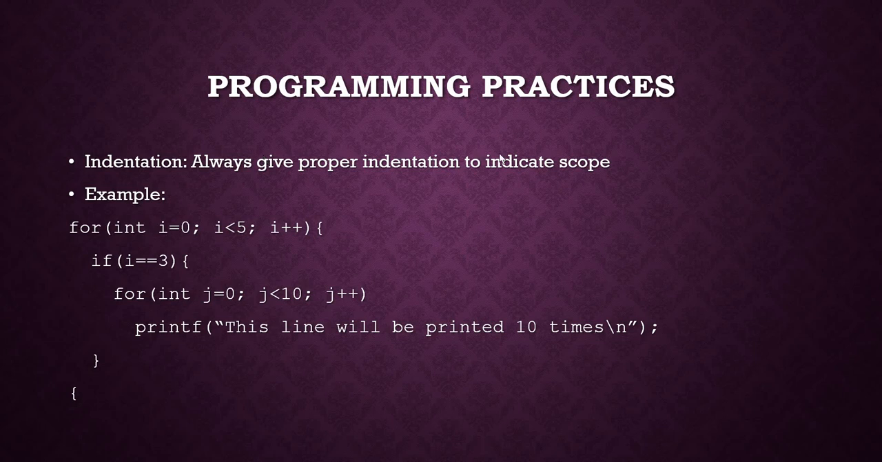Always give proper indentation to indicate scope. Okay, so indentation means gap at the very beginning of a line. For example, this for loop, there is nothing before this for loop, so I did not give any gap before the for loop. But the next line, this if is inside the scope of the for loop, right? So always give a space before the if condition. This space is called indentation, and in compilers just giving tab will give an indentation.